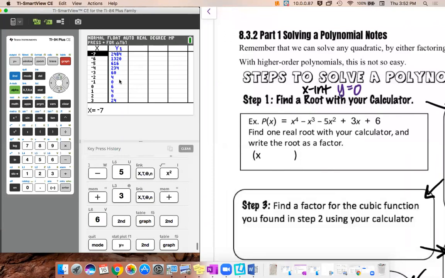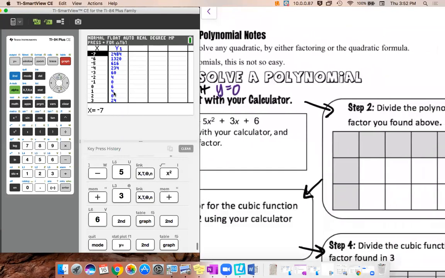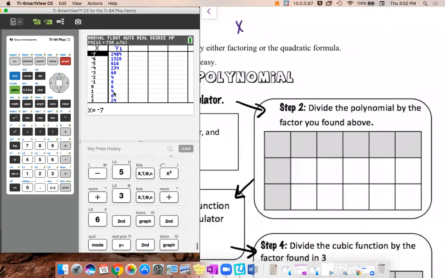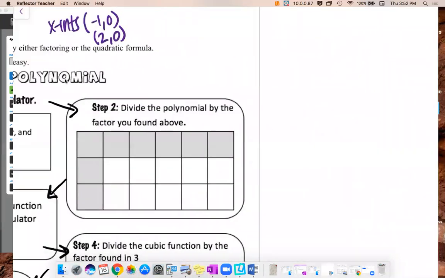So if I zoom in here, I can see that there's a y equals 0 there and there's a y equals 0 there. So what that means is that I have x-intercepts for this problem at -1, 0 and at 2, 0. And both of those are going to come into play. So since y is 0 right here, those are our two x-intercepts. Okay, I'm going to pull this back over here.